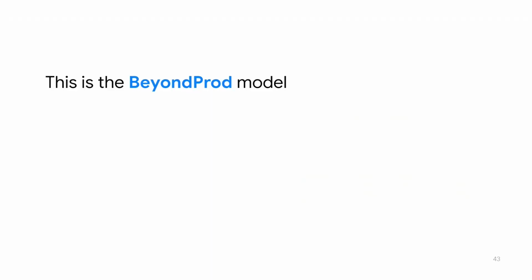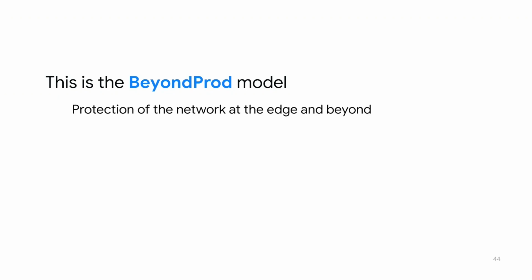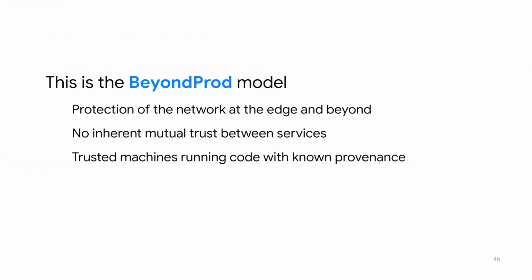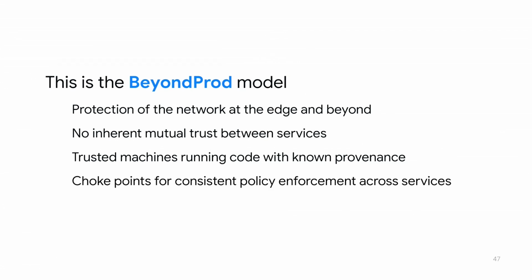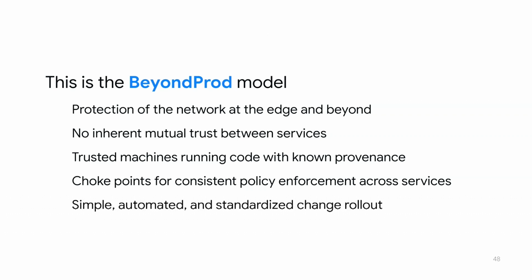So overall, those are the steps and the pieces that make up this BeyondProd model. And as I mentioned, it's about protection at the network edge, but beyond. Right? Zero trust is a really important element here. It's about no inherent trust between services. It's about having trusted machines, but we're running code with known provenance that came from somewhere, that we have some identity information about it. It's about choke points, places outside the workload, places where we can enforce consistent policy. And do that across all services that are running within Google, not one by one.